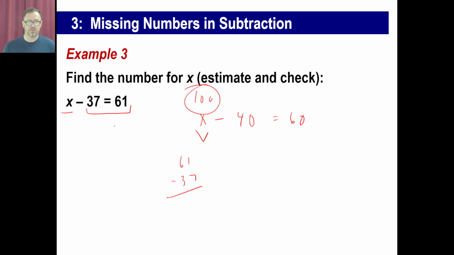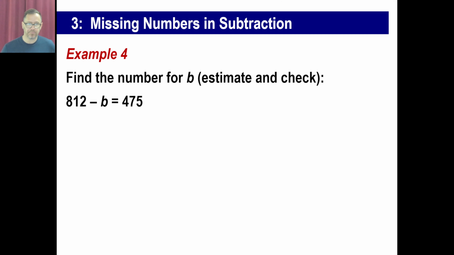So 61 plus 37, that's pretty easy. That's 98. Well, let's check it. Is 98 minus 37 61? If you did the actual algorithm, yeah, that would work. The key on these is making sure you do the right thing. You either add them together or subtract them, the two numbers that are left, to figure out the number that's missing. So that's it. Okay, let's try another one.